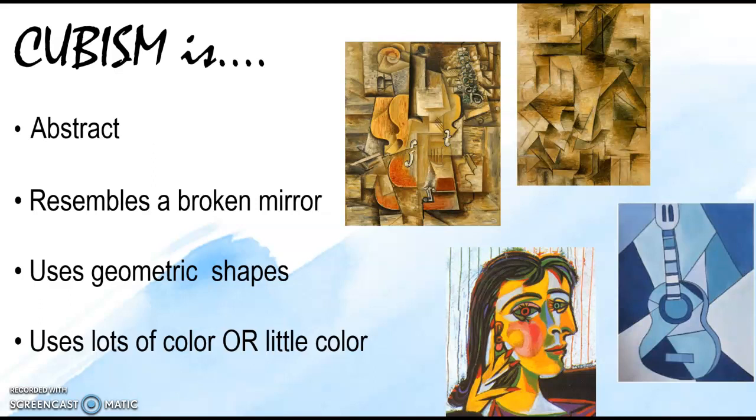So Cubism is abstract. It uses lines, colors, and shapes. It kind of looks like a broken mirror. It uses lots of geometric shapes. So the shapes that he uses aren't curvy. They're shapes that we know, like triangles and rectangles, squares, and circles. They don't look very natural. And he uses either a lot of color or just a little bit of color during this time.